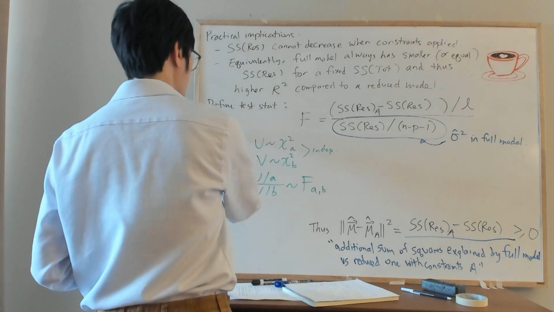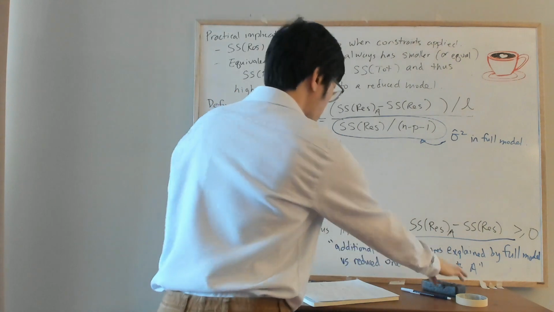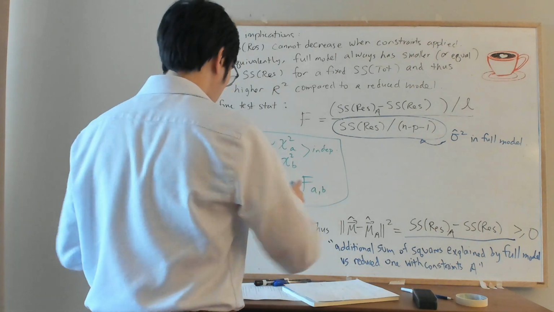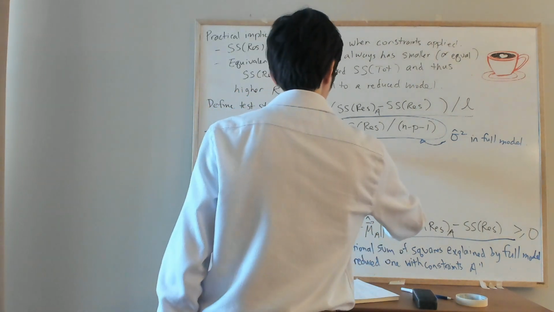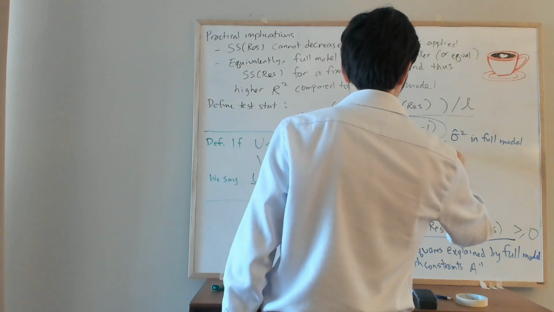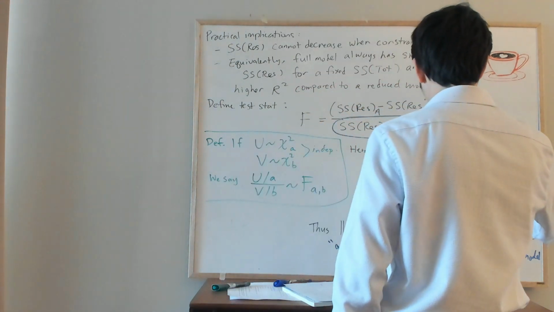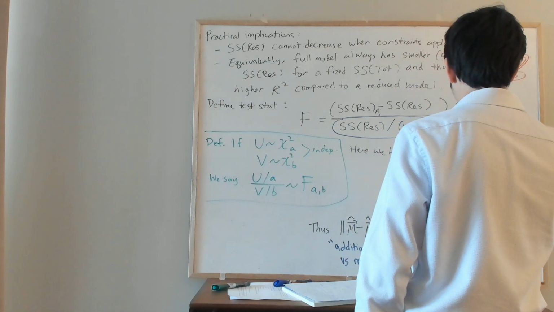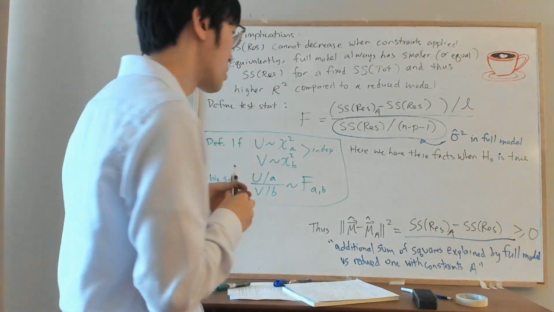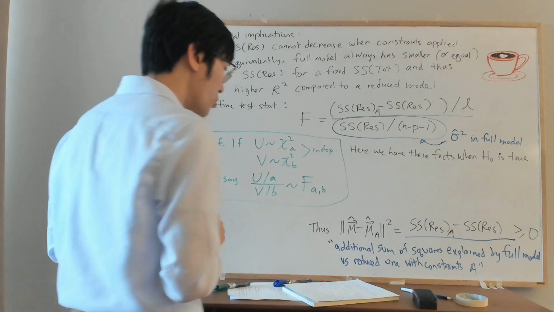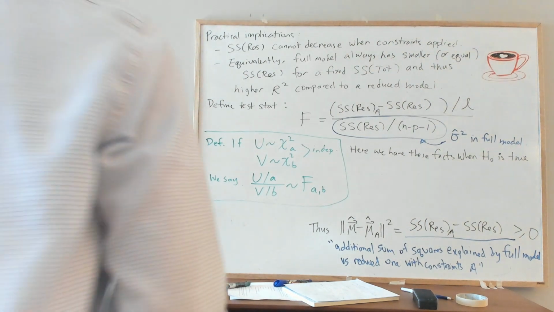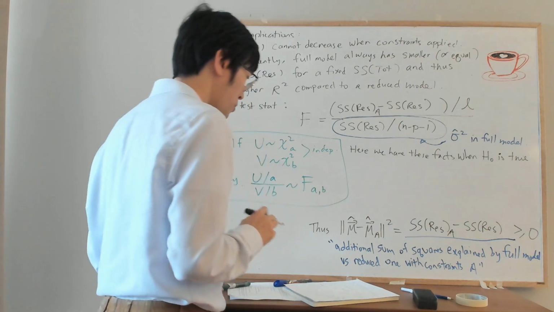Okay, so let's keep this part in mind, and then let's look at these quantities. Here we need some facts. In this context, we have these facts, and these are when the null hypothesis is true. Okay, so we already learned about the denominator. It is a chi-square, as we explained when we fitted the multiple linear regression model.